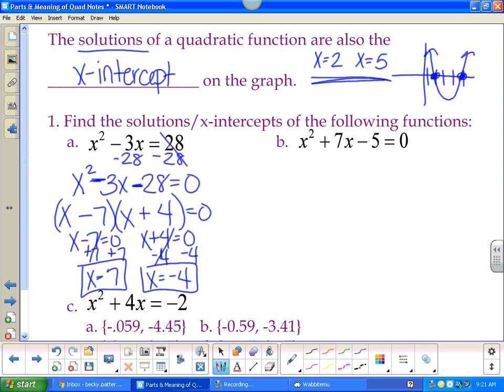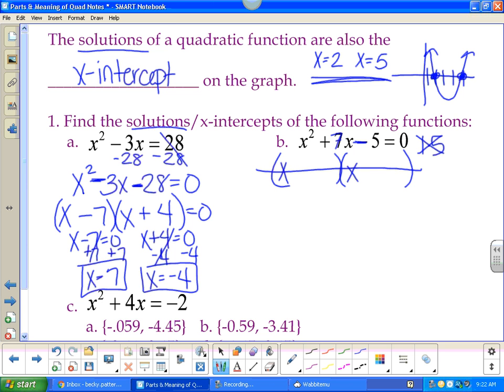So B is a quadratic because it has an x squared. It's already equal to 0, so then we're going to try to factor it. It's a trinomial. I need the factors of 5 that subtract to give me 7. Well, the only factors of 5 are 1 and 5, and in no way, shape, or form are those going to subtract to give me a 7. So this does not factor.